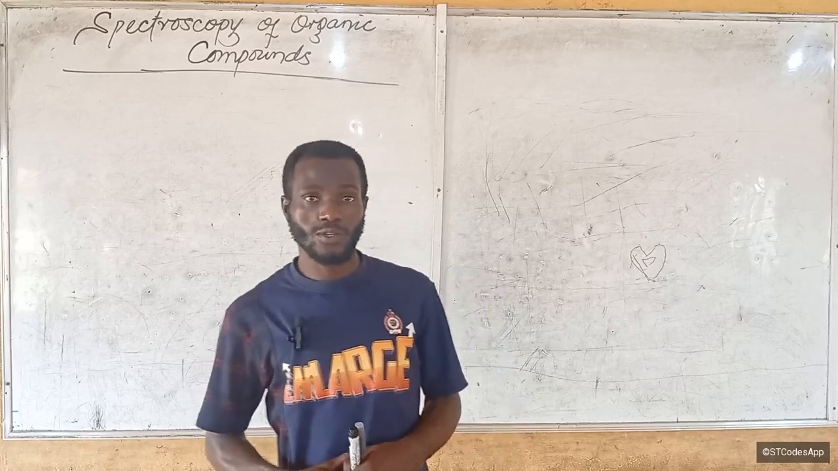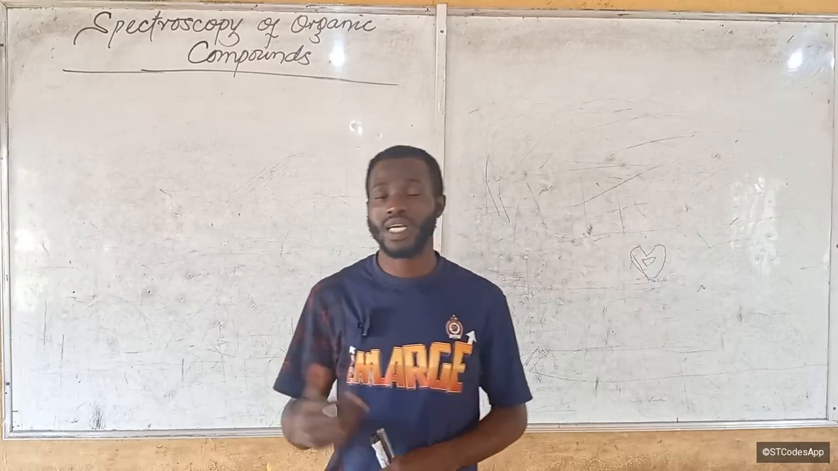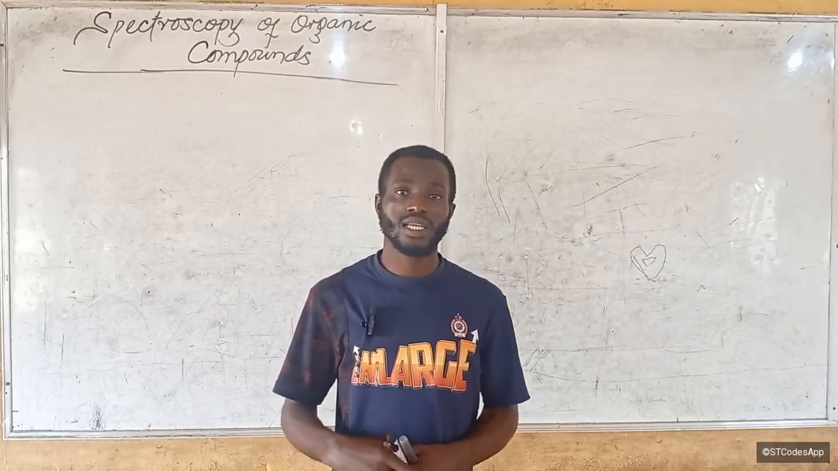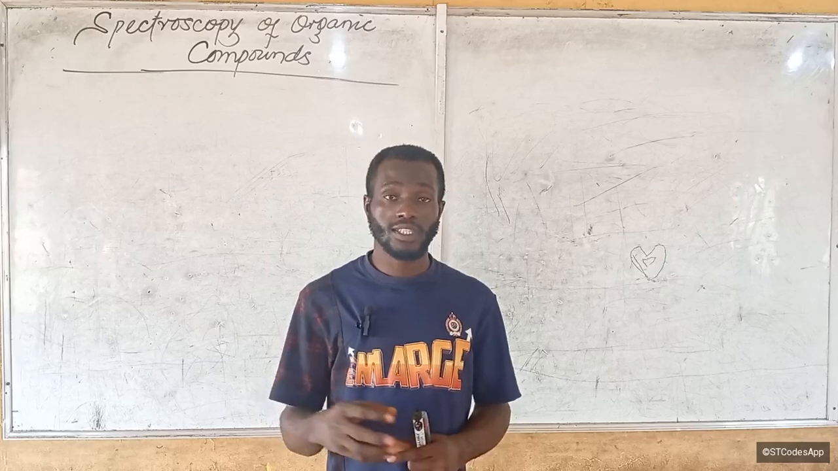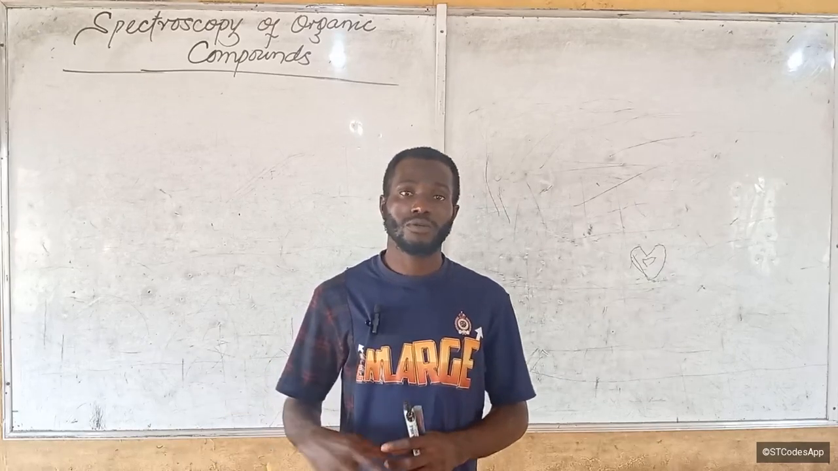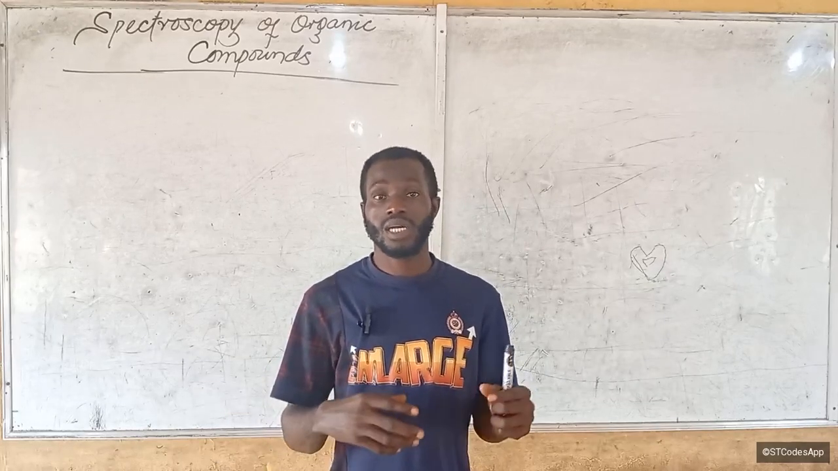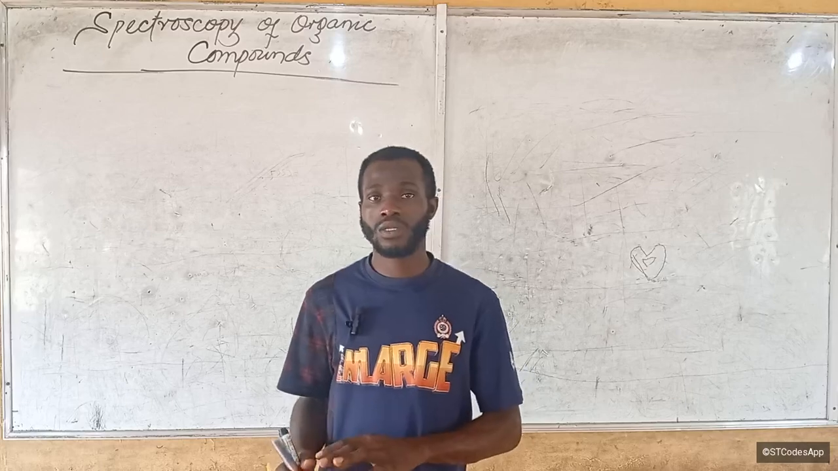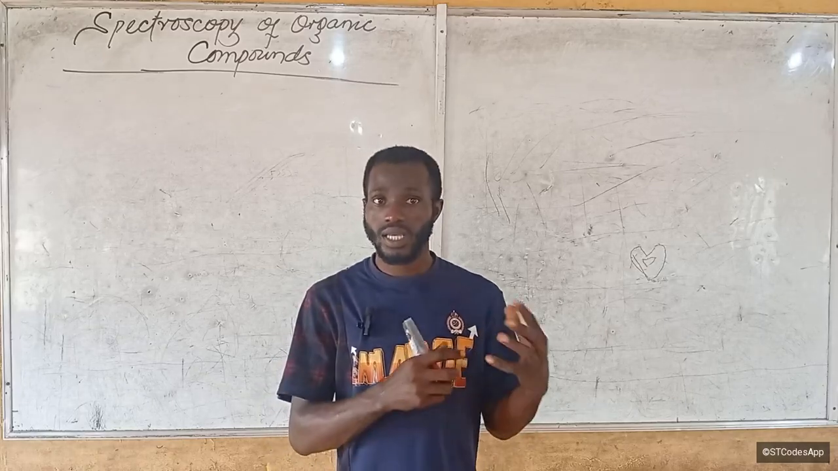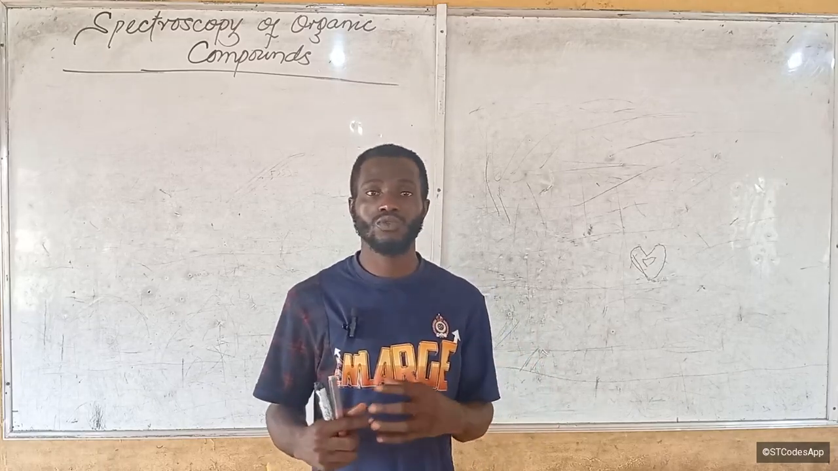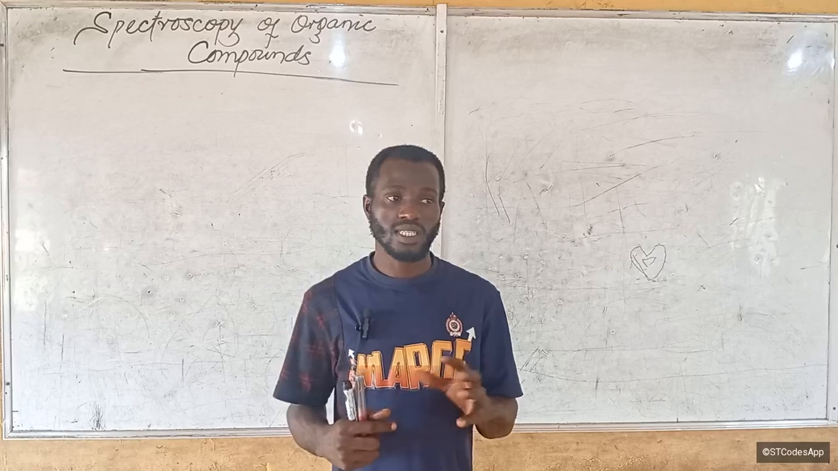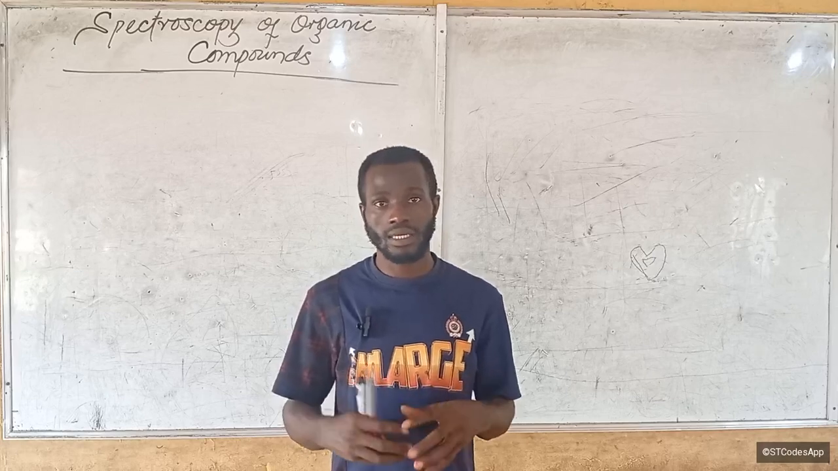In this video we are going to talk about the spectroscopy of organic compounds. Now spectroscopy is one of the techniques in analytical chemistry that we use to investigate the effect of light on chemical substances, chemicals basically. So we use spectroscopy to observe the interaction between light and molecules.